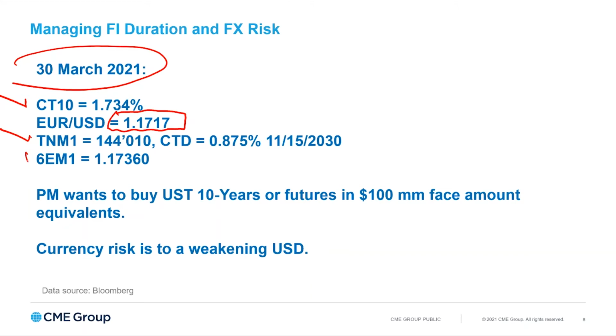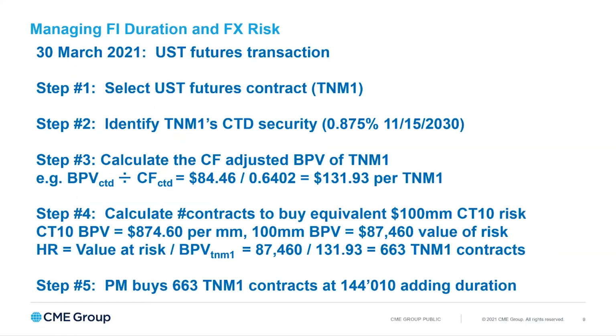And the Euro FX currency in futures is represented here by its clearing symbol, 6E, and we're going to be using both the June 10-year note contract and the June Euro FX currency. It's trading at this price level. So our portfolio manager wants to gain exposure or increase exposure to U.S. Treasuries, particularly at the 10-year point of the yield curve, and they want to do this in the amount of roughly 100 million equivalent face value. Because they're going to be buying a U.S. dollar denominated asset, their currency risk relative to the euro is a weakening U.S. dollar.